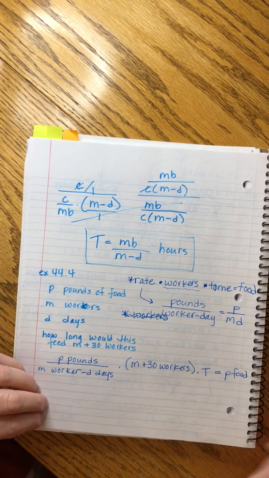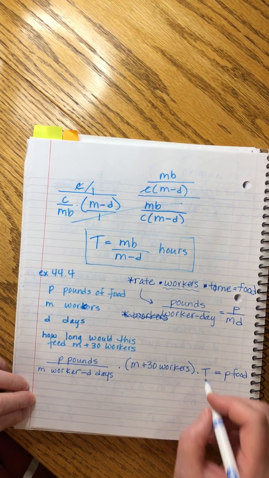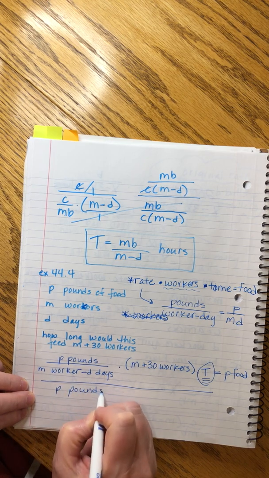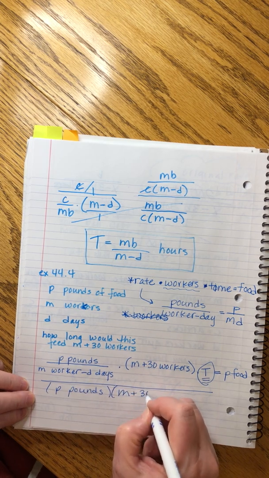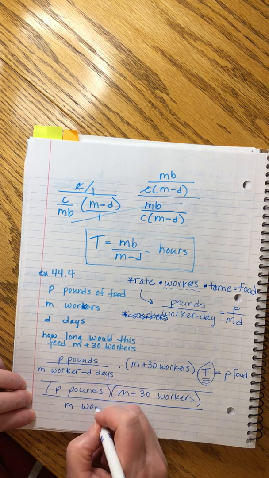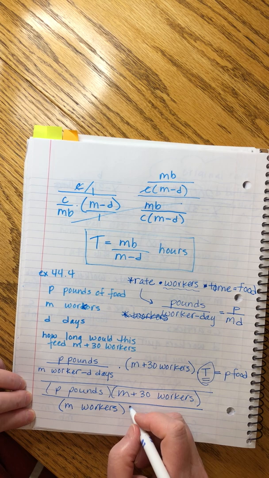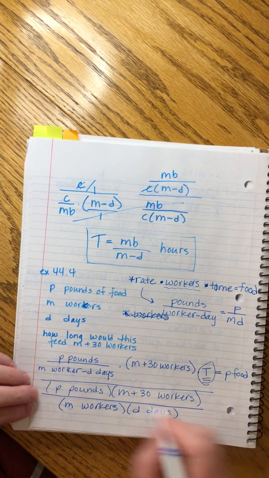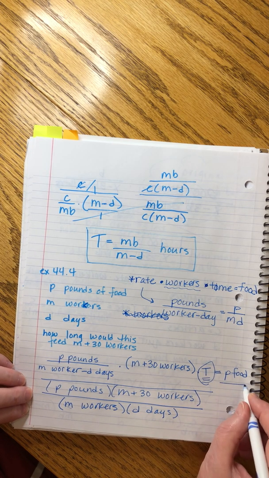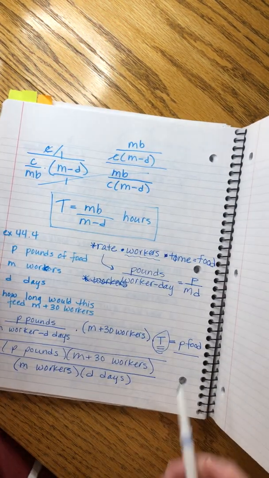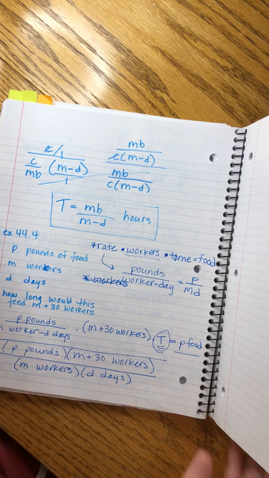All right, so this is all being multiplied, so we have to create another big gnarly fraction because we want T by itself, right? So we're going to divide by P pounds times M plus 30 workers over M workers times D days. What I did was I took all of this and just rewrote it. I'm dividing both sides by that. So now, heaven help us, we need to divide the other side accordingly, right? So I'm going to say T equals this over all of that, and I'm going to write that on the next page.